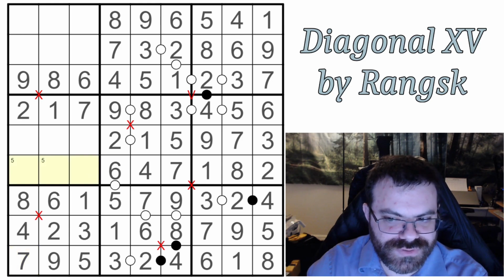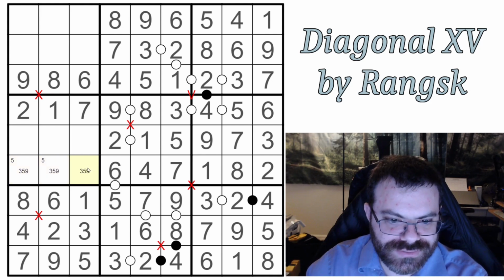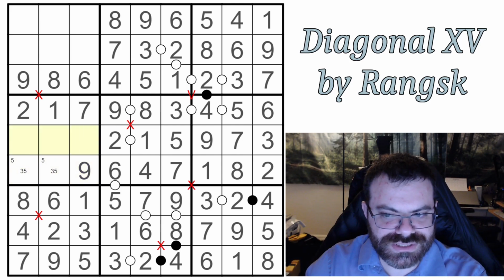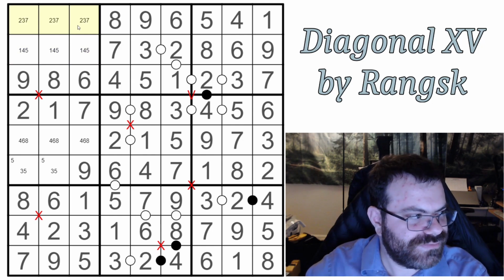And if we look, this row is 3, 5, and 9 is remaining. The 3 is eliminated from the column as well as the 5, so that has to be 9. And so we can just fill the rest of these rows here. So this is 4, 6, and 8. This is 1, 5, and 4. And this row is 2, 3, and 7.